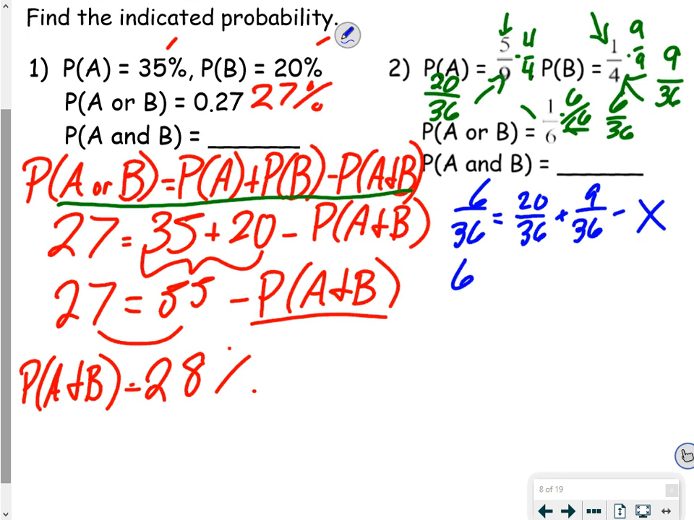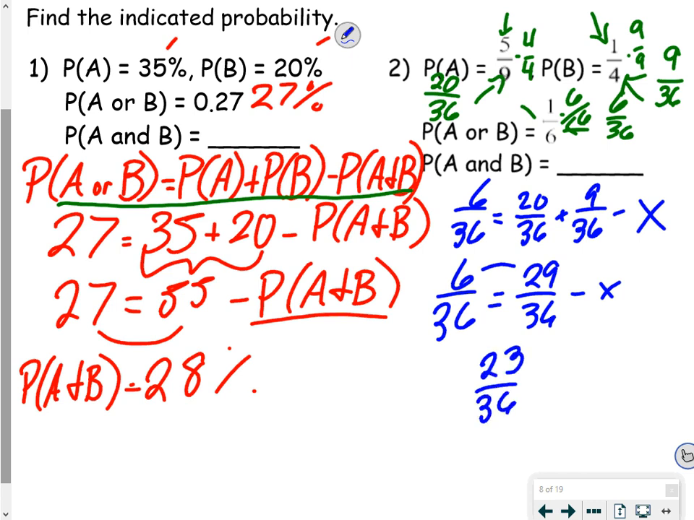Now let's combine. So we'd get 29/36. Now if we just find the difference here, that'd be 23. So the probability of A and B occurring is 23 out of 36. There's a lot of overlapping events there.